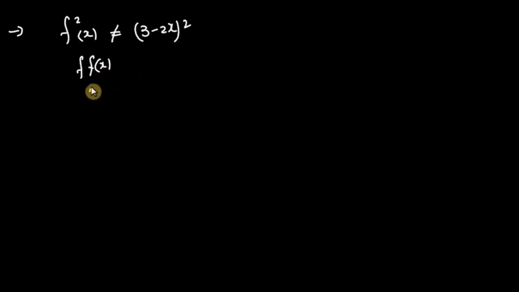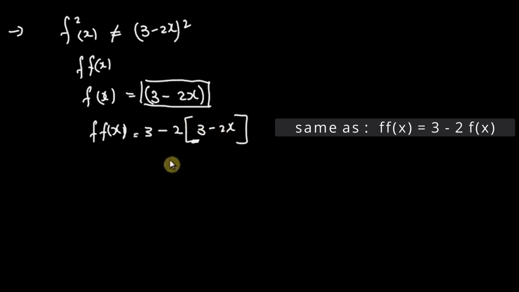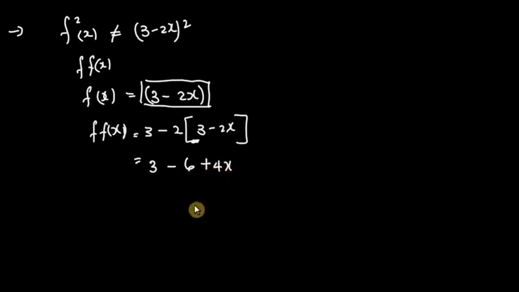So let's write, if f of x is equal to 3 minus 2x. So if we are going to place this into itself, it means wherever I see x, I'm going to place this back into it. So it's going to be 3 minus 2, all of this. So I'm placing f of x back into itself. So this works out to be 3 minus 6 plus 4x, or 4x minus 3.